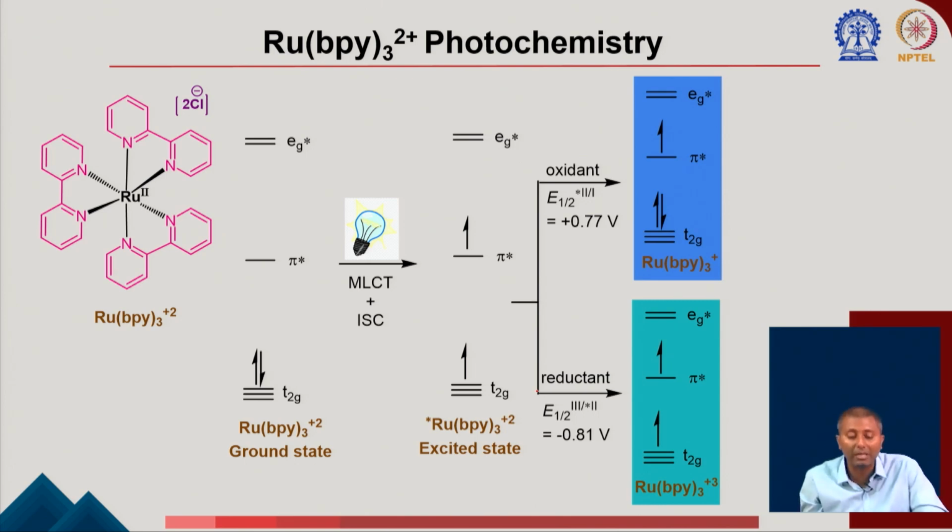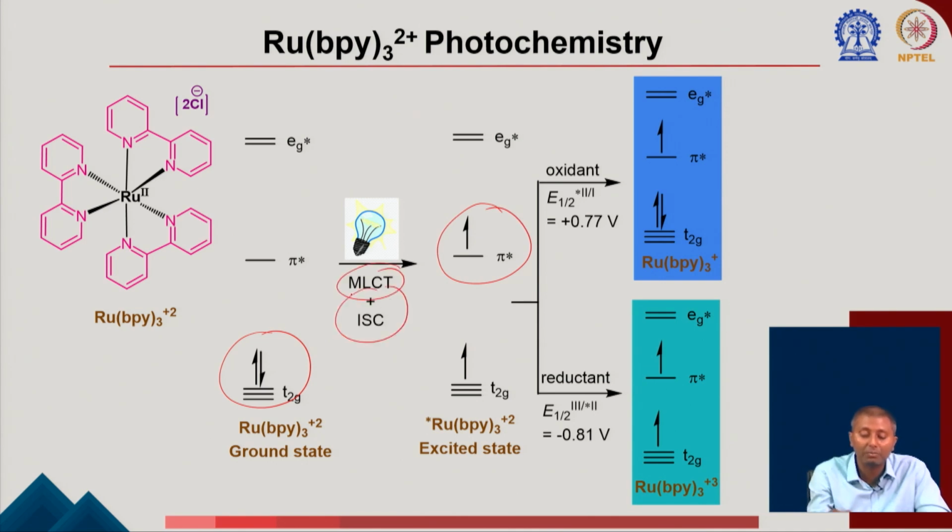Now if you look at this diagram, this is the metal t2g. From here, once you shine light, through the metal to ligand charge transfer, what is going to happen? It goes to the pi star orbital of the ligand. So metal to ligand charge transfer happens in the excited state. First there is metal to ligand charge transfer, then intersystem crossing, which generates a triplet state. Now it can be a very good oxidant or a very good reductant. Based on the redox potential, it can go for oxidation of some bonds, or act as an oxidant, which means it can take an electron from somewhere.